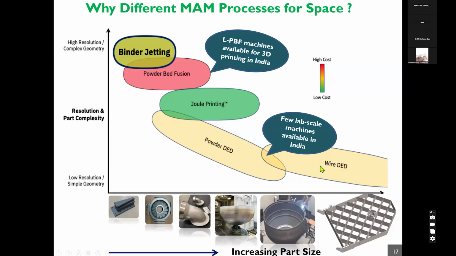So you can see here, again, the cost is dependent on the size of the components that can be made. So the DED processes are very cost effective compared to the powder bed fusion process. And again, in India, we have so many laser powder bed fusion machines available, but there are very few lab scale machines, especially in the DED area.